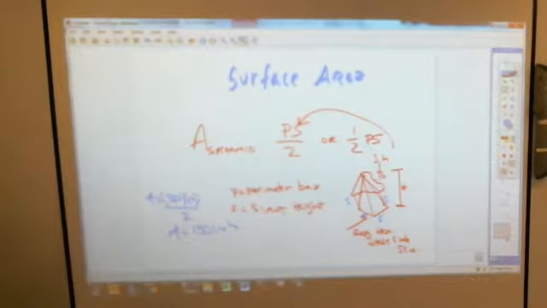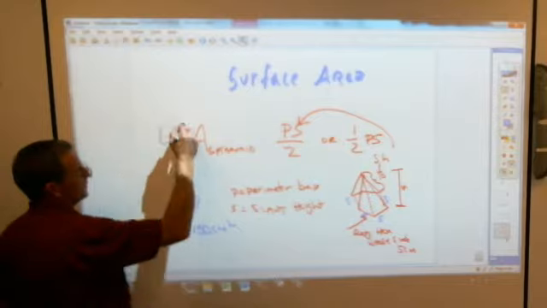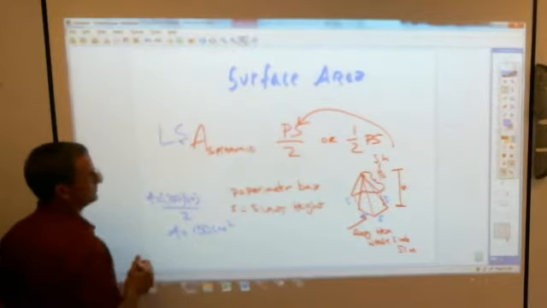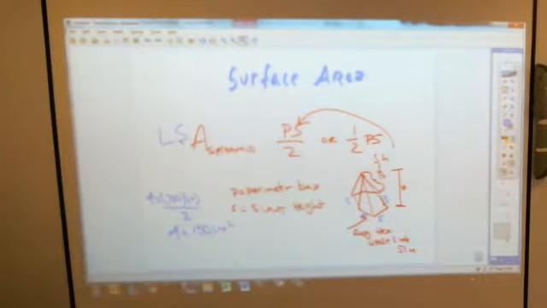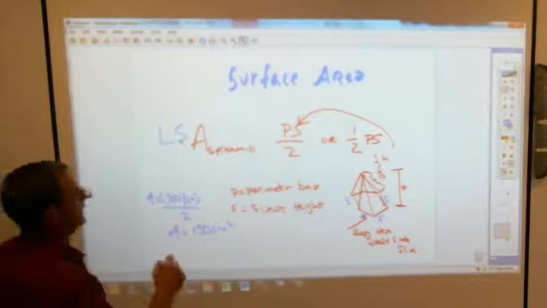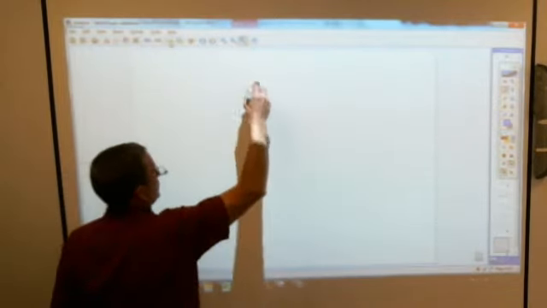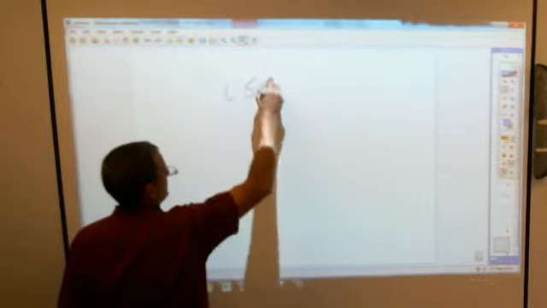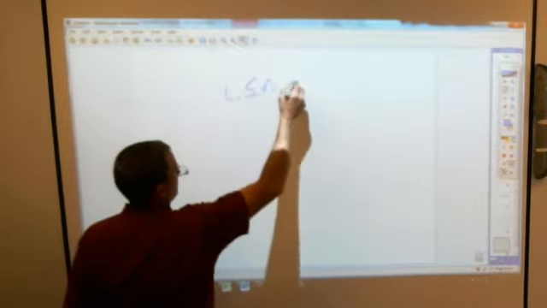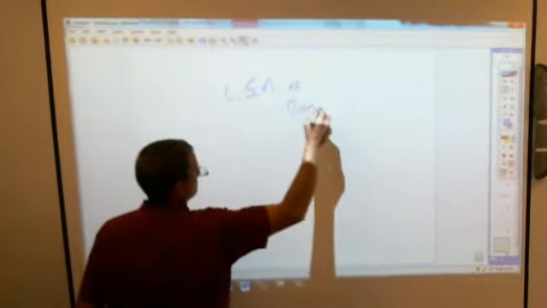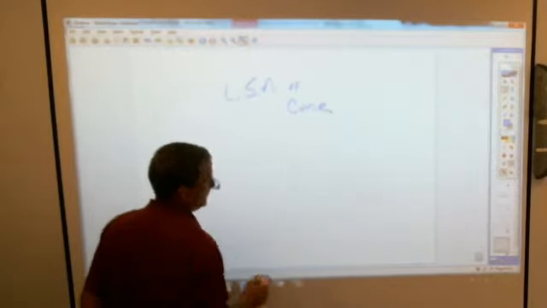Wait, is this lateral surface area? Yeah, I should have put that down there. This is LSA, not total surface area. Lateral surface area. Make sure you get that. And then, one more lateral surface area, and that is of a cone. LSA of a cone. Guess what it's going to be?